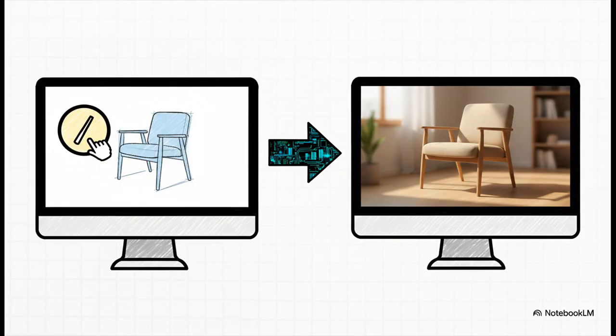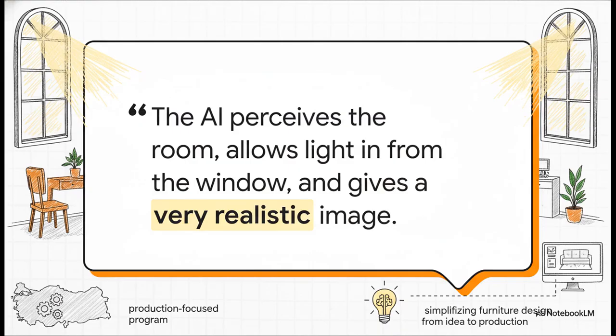But here, this is where things get really, really cool. Once your design is set, you don't have to be some kind of rendering expert to get a photorealistic image. MobilyaPlan actually uses artificial intelligence to do all that hard work for you. This is a direct quote from the folks who made it, and it really gets to the heart of the breakthrough. The AI literally analyzes your scene, it understands where light is coming from, like a window, and it automatically generates a beautiful, realistic image. For a program in Turkey that's focused on production, this is a genuine first.